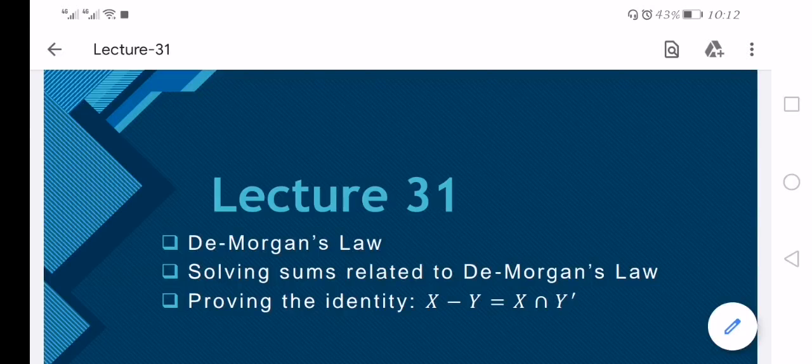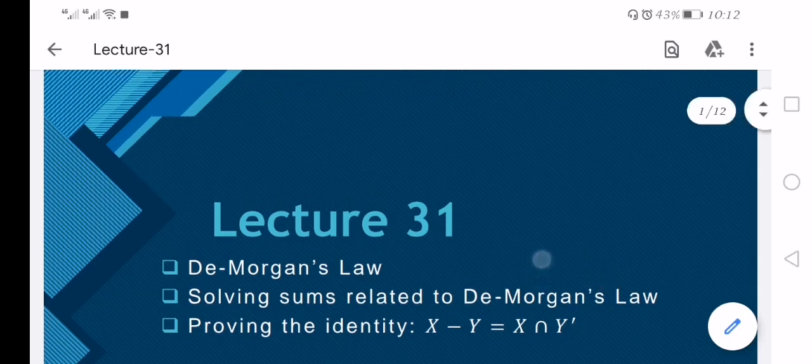In lecture number 31, first we will discuss what De Morgan's laws are, then we will solve the related sums, and then we will prove the identity x minus y is equal to x intersection y complement.